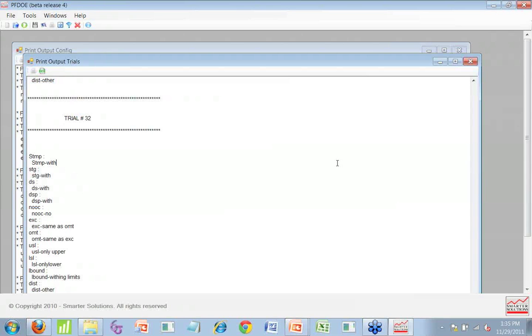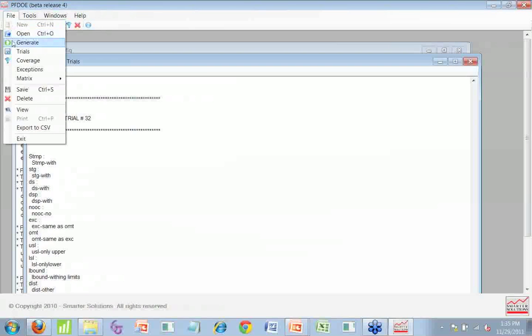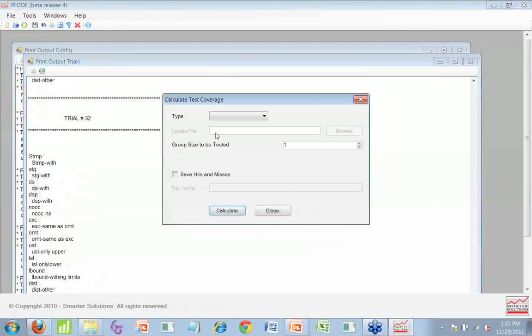So the idea now is that we run this 32 set of conditions and they all pass. Now the question is, if they all pass, then how good a job did we do? That's where we answer by looking at test coverage. If we look at test coverage for 2, that's a combination of any 2 factors and picking one of the levels of each of those factors. How good a job do we do?